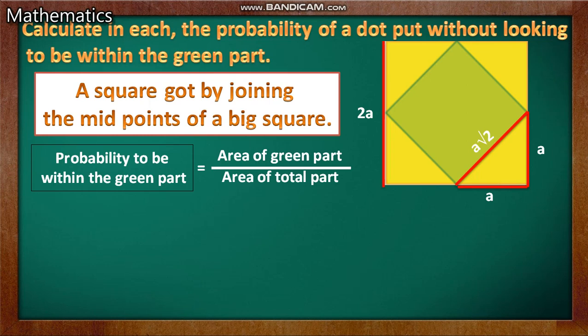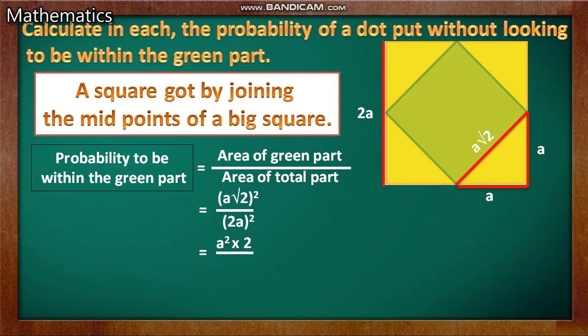Now let's find the area of the green part. The area of the green part will be A root 2 whole squared, as A root 2 is the side of that square, divided by the area of the big square, that is 2A is the side, so 2A whole squared. Can you do A root 2 squared? That is A squared times 2. So A squared times 2 divided by 2A whole squared.